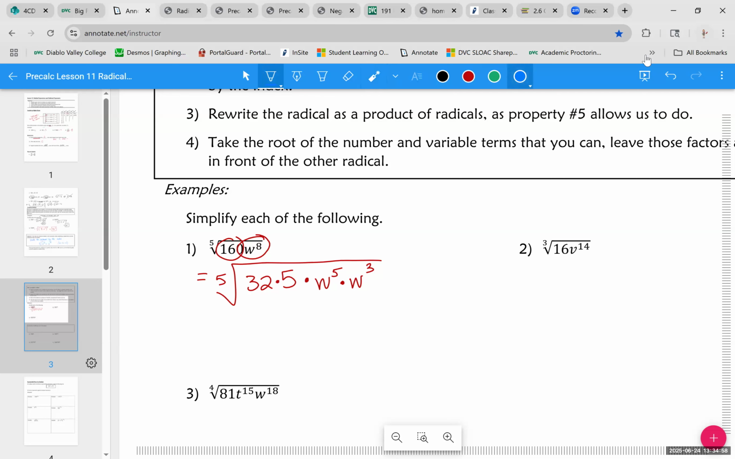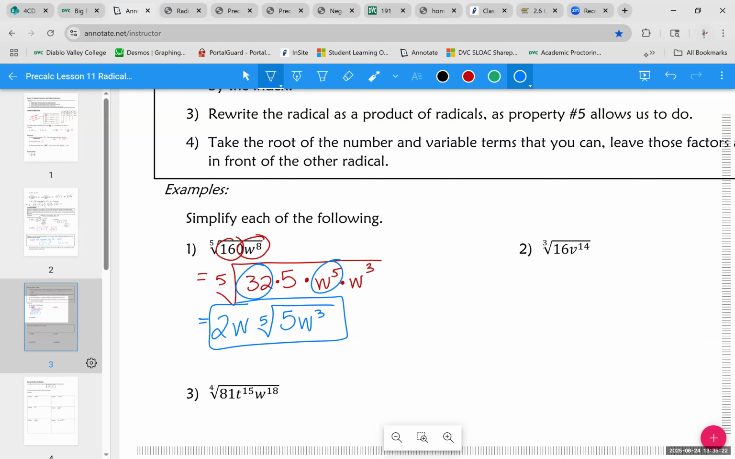Now I can take the 5th root of these two things. The 5th root of 32 is 2. The 5th root of w to the 5th is w. And then I just have to leave the remaining things underneath the radical. So there is my simplified radical.